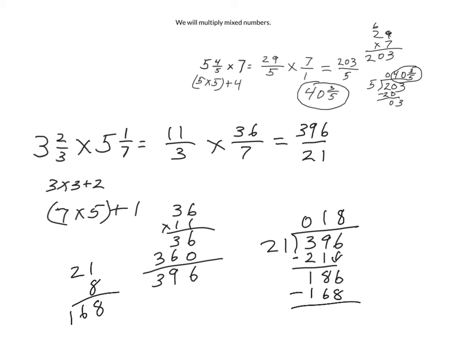We subtract 6 minus 8, we need to regroup for. 16 minus 8 is 8, 7 minus 6 is 1. We have a remainder of 18, which is less than 21. So our answer is going to be 18 and 18/21, but of course we could simplify that. So we're going to divide both of these by 3, which is going to equal 6/7. So our answer is 18 and 6/7.